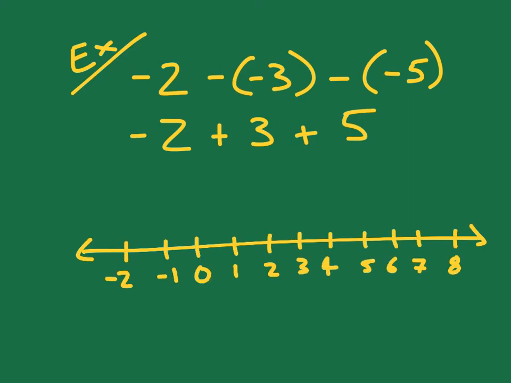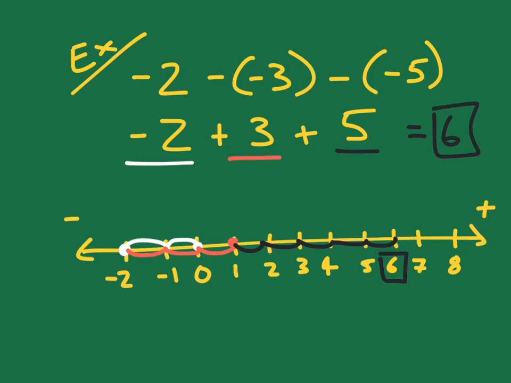All right, so my first number is a -2. So I'm going to start at 0, and I'm going to move 2 units to the left because it's negative. Remember, left is negative, right is positive. So I'm going to go over 1, 2. And then my next number is positive 3. So I'm going to move 3 units to the right. So 1, 2, 3. And then my next number, because I've got 3 numbers here, is a positive 5. So I'm going to move 5 units to the right from there, 1, 2, 3, 4, 5. And I end up at 6.